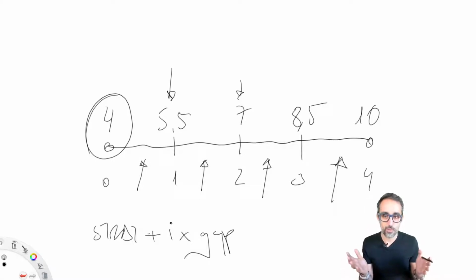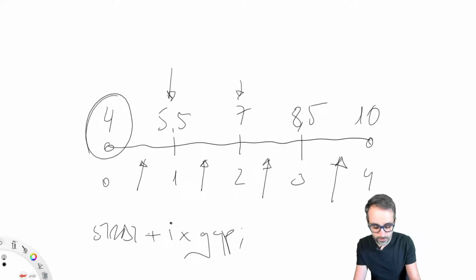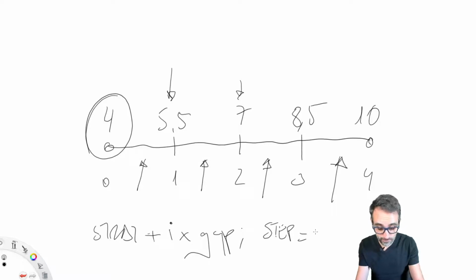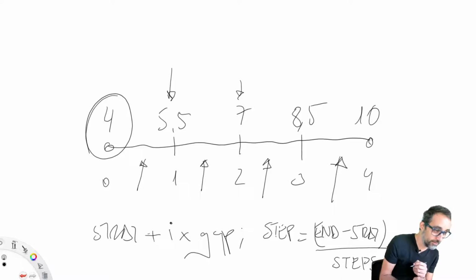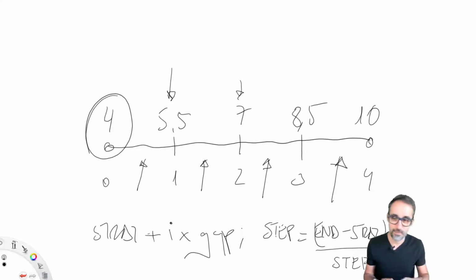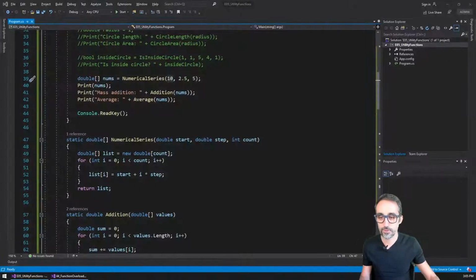However, we don't really know the step size because the only thing that we know is the number of intervals. But the step is going to be very easy to calculate because the only thing that we need to do is calculate the length of the interval. So that's going to be the end value minus the start value, and divide that by how many steps are in our range. Okay. So then let's do that with code.